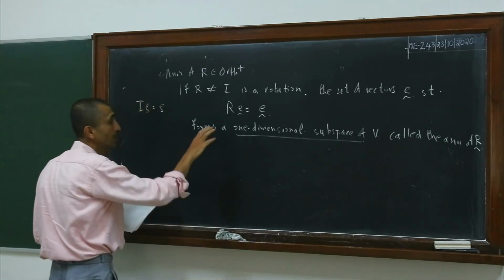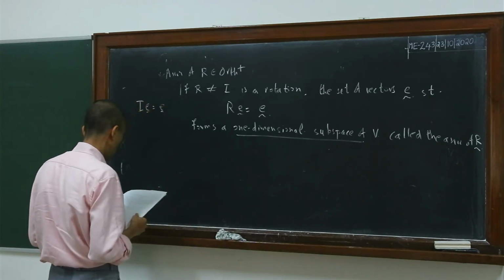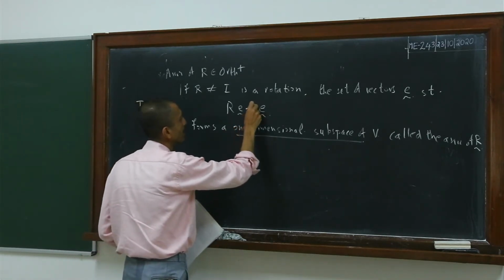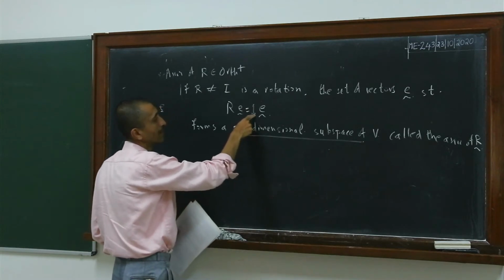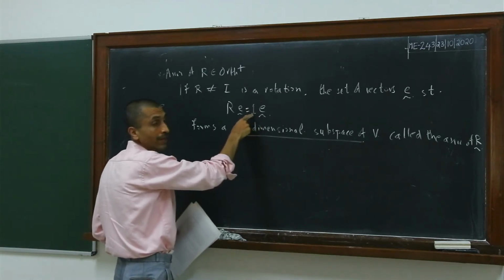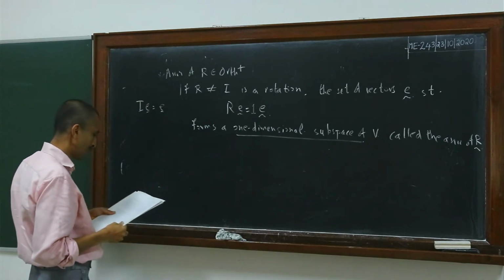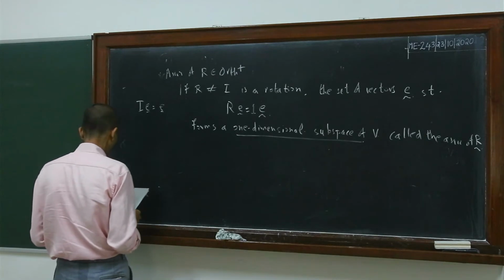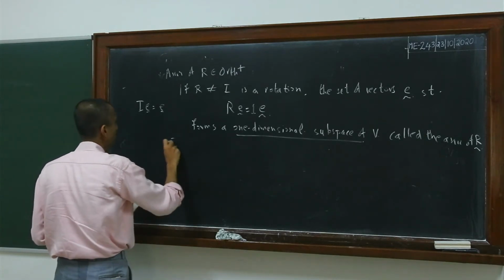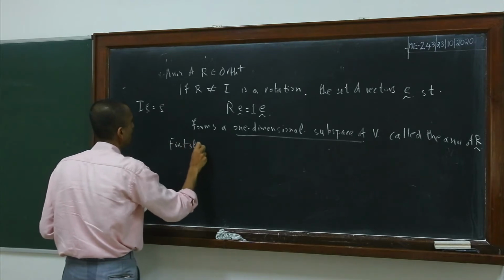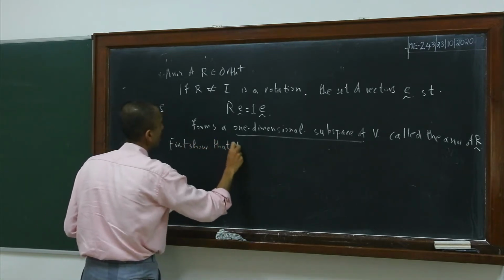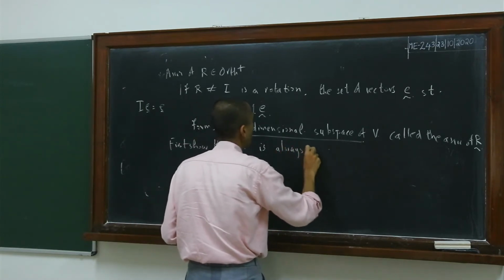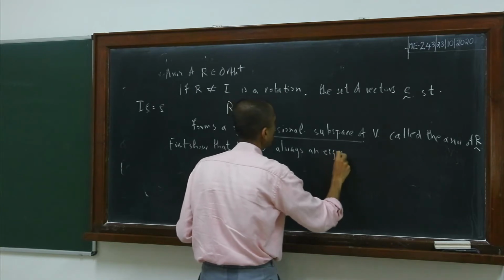Okay, so let us prove this theorem now. First we will show that there is always an eigenvalue which is 1. This is actually exactly an eigenvalue problem. If you take this as lambda times E, lambda is equal to 1. So basically we have to show that +1 is always an eigenvalue of R.